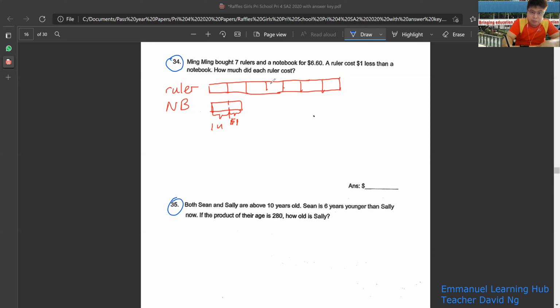Oh, 7 rulers. Okay. 1 unit is 1 ruler, and this is also 1 unit. And this is my $1. So 7 rulers and a notebook is 660. Now can you tell me how much does a ruler cost? What must you do?